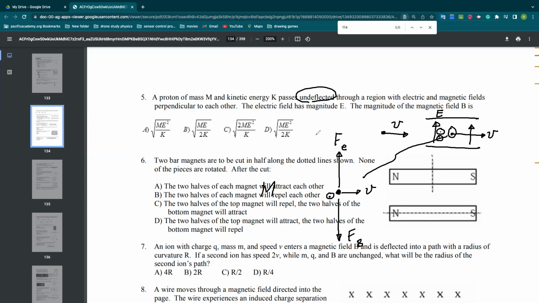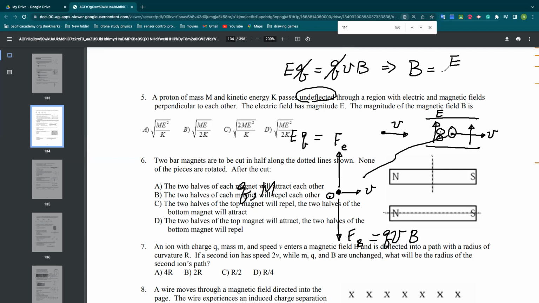So when they cancel, Fe is equal to the electric field E times the charge q. Here m is the mass, but q is the charge of the proton. And Fb, according to magnetism, is equal to qvB. So these two, Fe and Fb, have to be equal. So then EQ will be equal to qvB. Then q cancels out, so you can find the B magnitude will be equal to E divided by v.